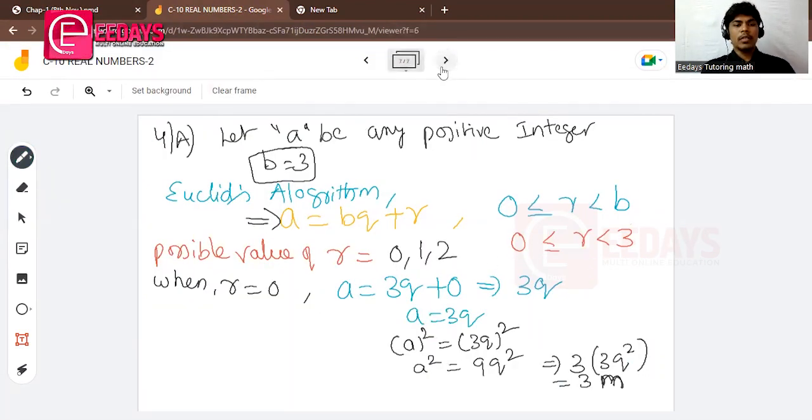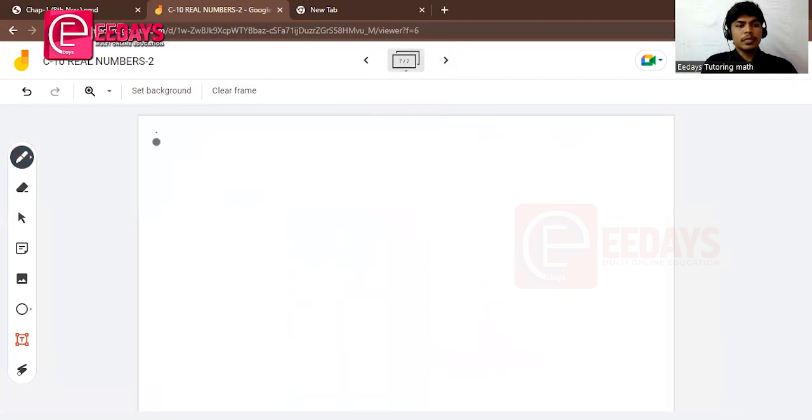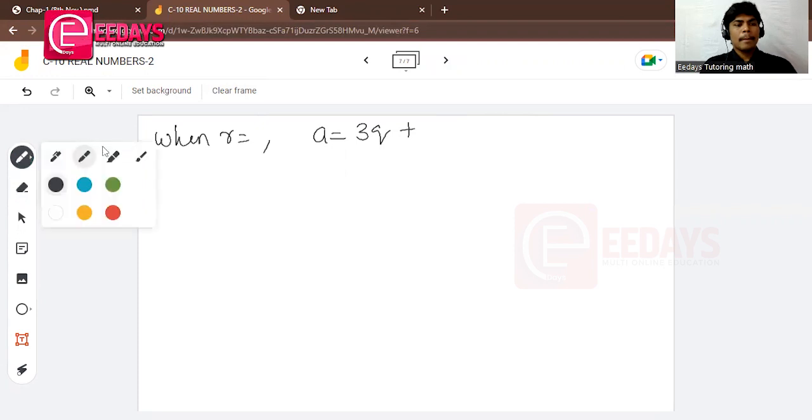Let's solve the next step. Let's take when r is equal to 2, a is equal to b cube, that is 3q plus r is equal to 1. We tried, no. So let's take r is equal to 1 here. r is equal to 1, so a is 3q plus 1.